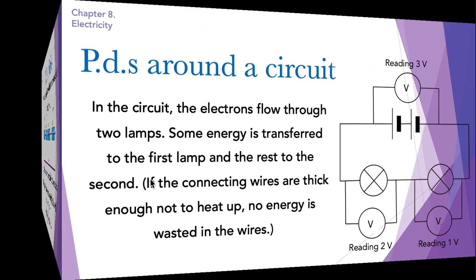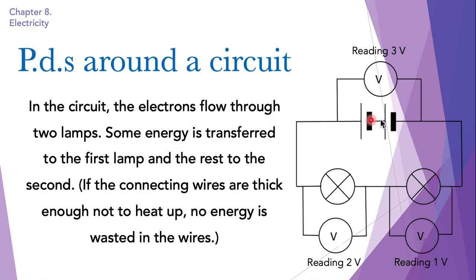In this circuit, as you can see, the electrons flow through 2 lamps. These are the 2 lamps. So some energy is transferred to the first lamp and the rest to the second. If the connecting wires are thick enough not to heat up, no energy is wasted in the wires. Otherwise, some of the energy also gets wasted as thermal energy from the wires.